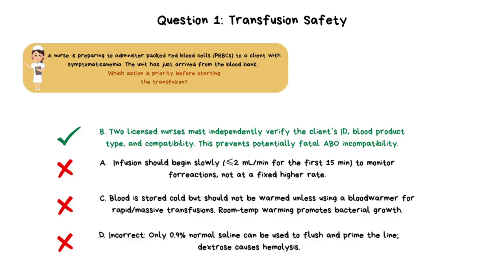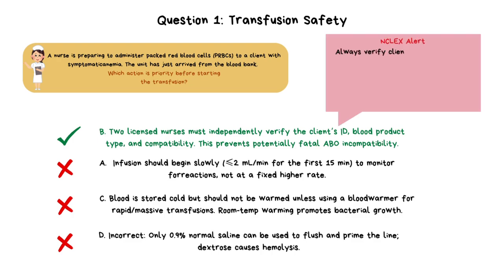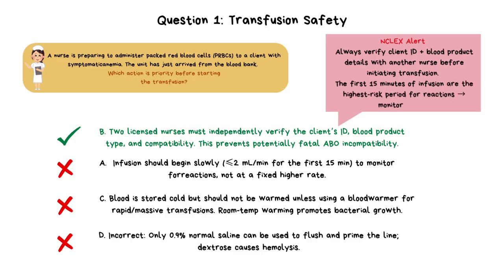Option D. The line should be flushed and primed only with normal saline. Dextrose causes hemolysis of red cells. Always verify client ID and blood product details with another nurse before initiating transfusion. The first 15 minutes of the infusion carry the highest risk for a reaction. Monitor closely during this window. Next question on transfusion reaction emergency.